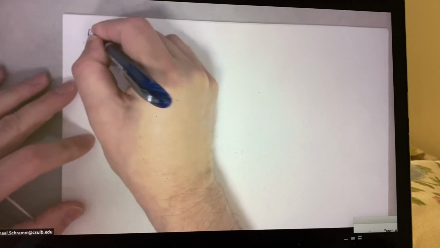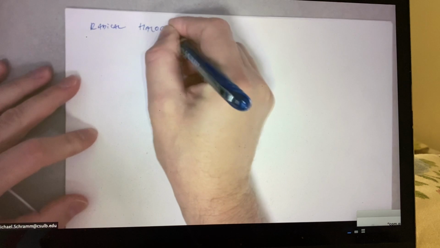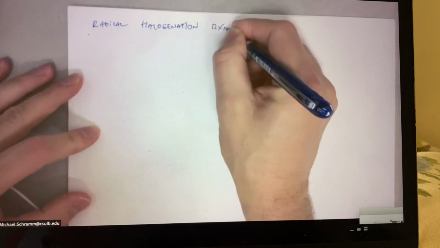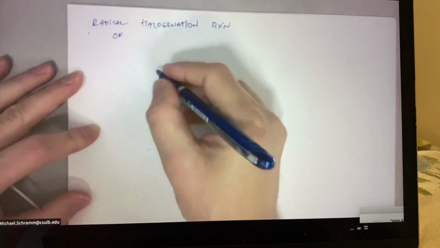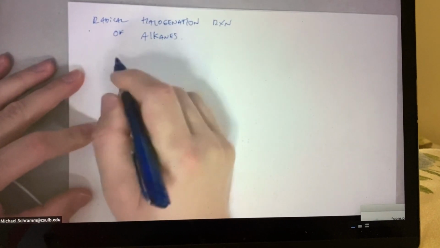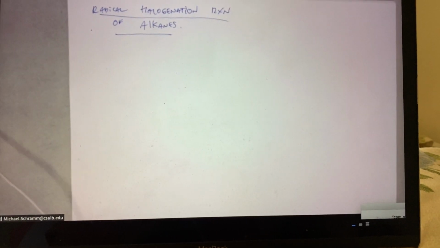Halogenation reaction, or the radical halogenation reaction of alkanes. So we're talking about the radical halogenation reaction of alkanes. We know what alkanes are.